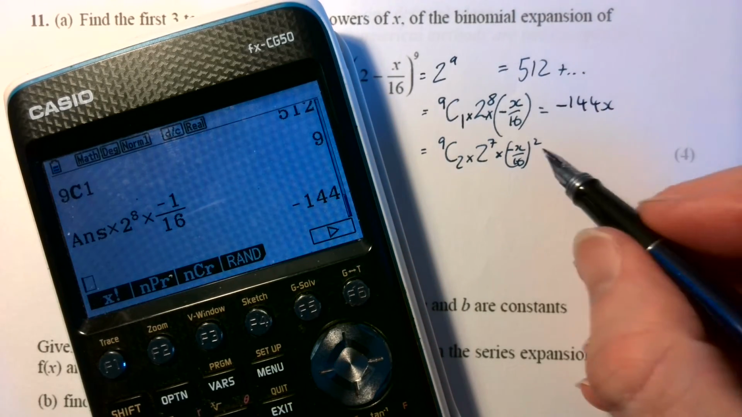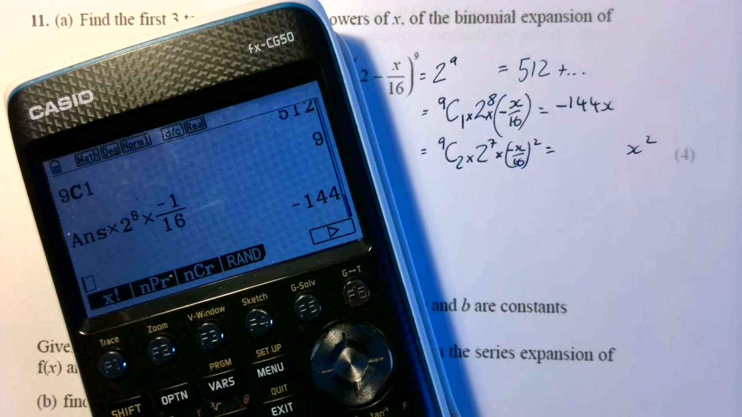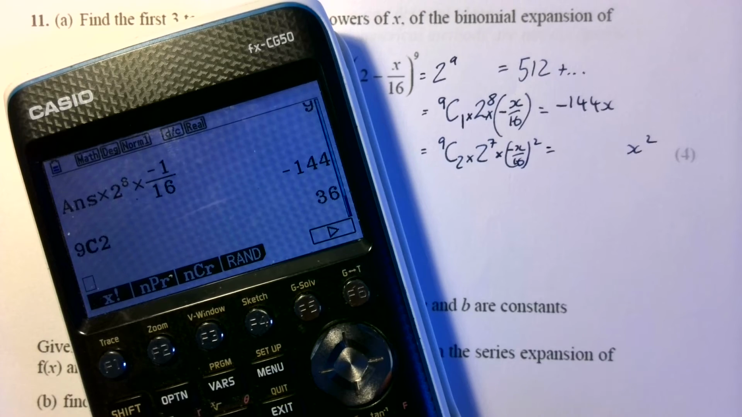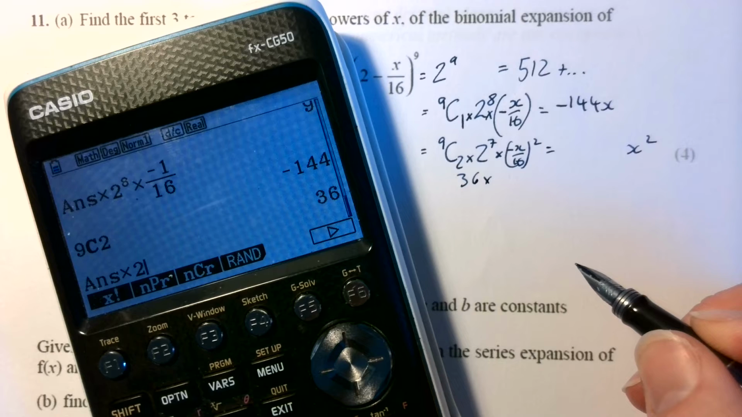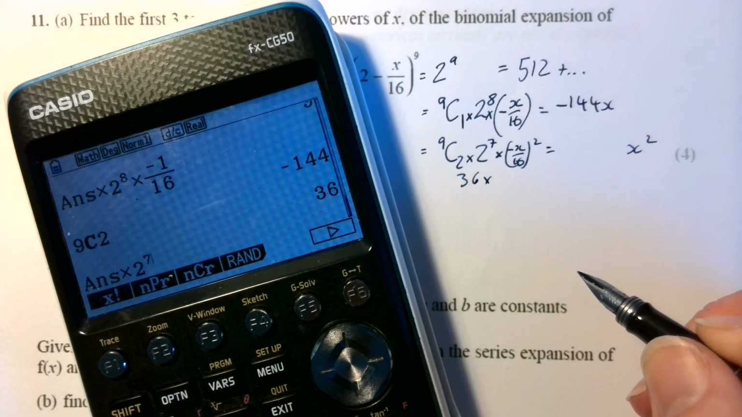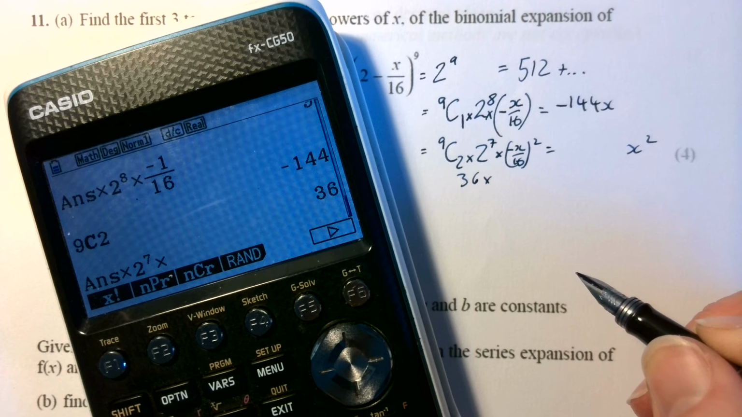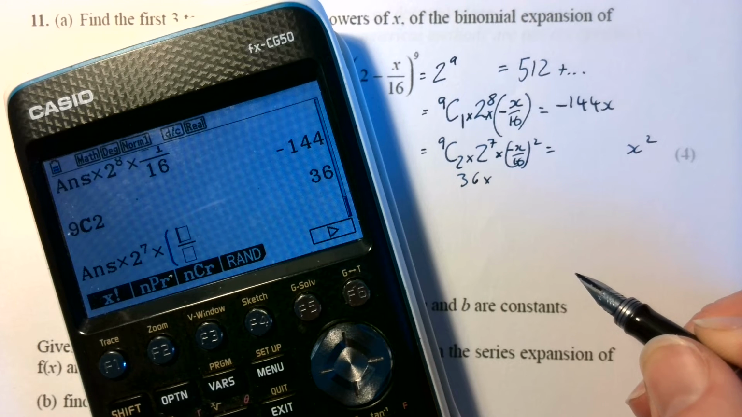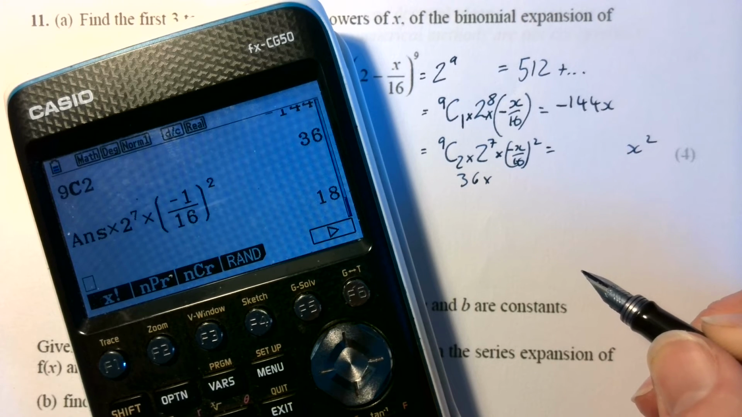x, and this is going to give me all of the x squareds here, so I know it's x squared at the end. I want 9 choose 2, which is 36, so that is 36 times 2 to the power 7, times, and then I want negative 1/16 squared, so I'll put that in there like that, and that's giving me 18.